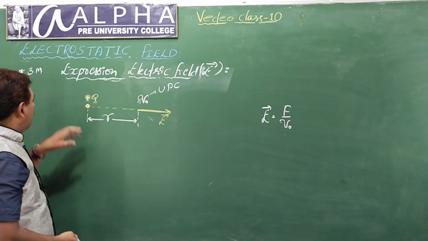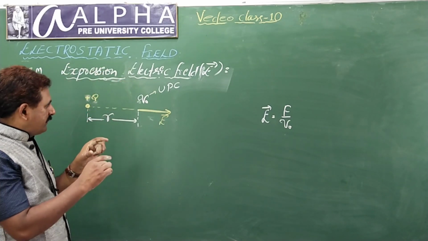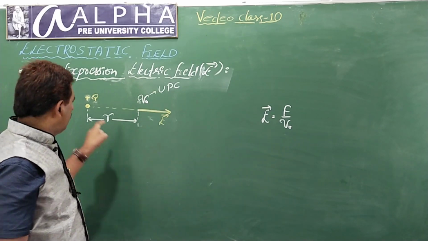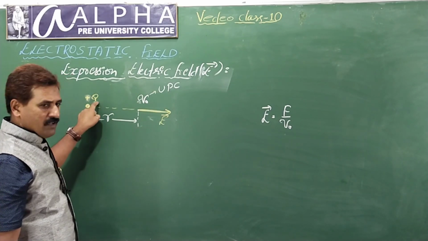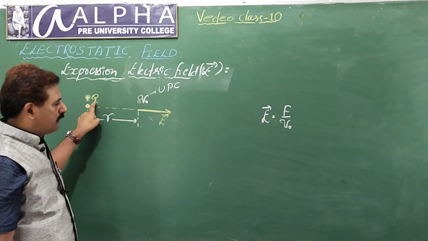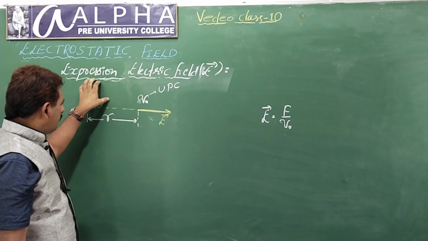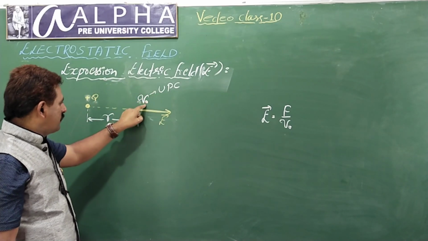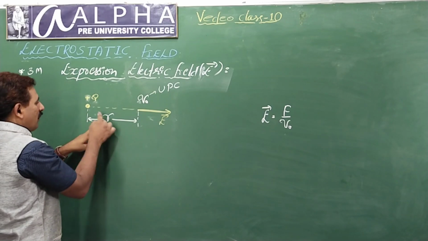Students, for a 3 marks question in the board exam, always write an explanation for the diagram in your own words. Consider a positive source charge, capital Q, in a region of space. Another charge, a unit positive test charge Q naught, is placed at a distance R from Q.